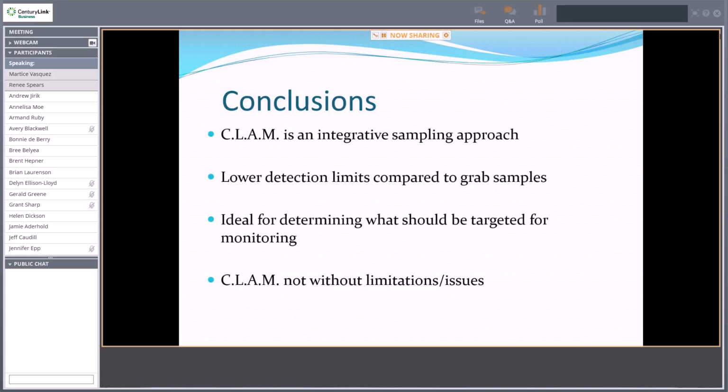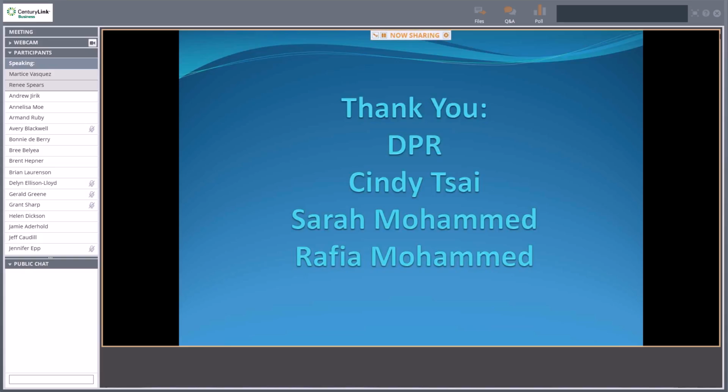So in conclusion, the CLAM is an integrative sampling approach that can achieve lower detection limits compared to grab samples in general, depending on how much volume you're getting through there. It's ideal for determining what should be targeted for monitoring. It's not without its own limitations or issues, as with anything, and it may not necessarily be a replacement for grab sampling, but used in conjunction it can be a very powerful tool in your monitoring toolbox.